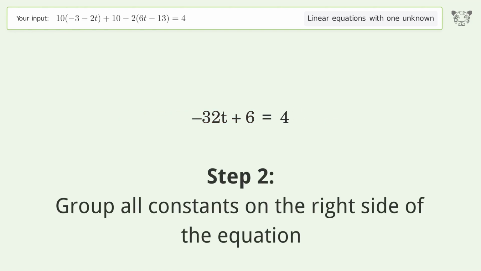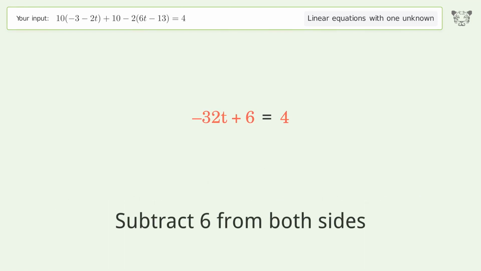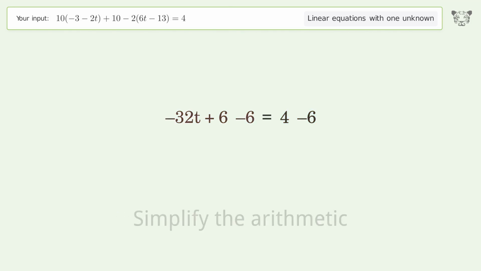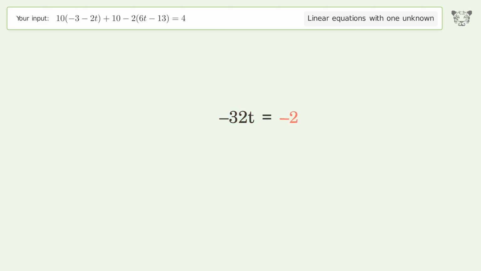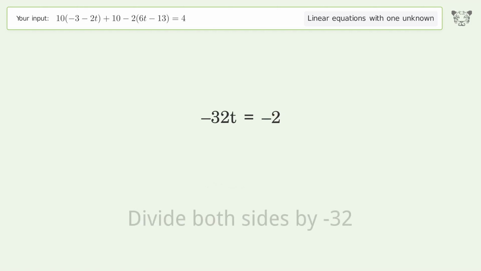Group all constants on the right side of the equation. Subtract 6 from both sides. Simplify the arithmetic. Isolate the t. Divide both sides by -32.